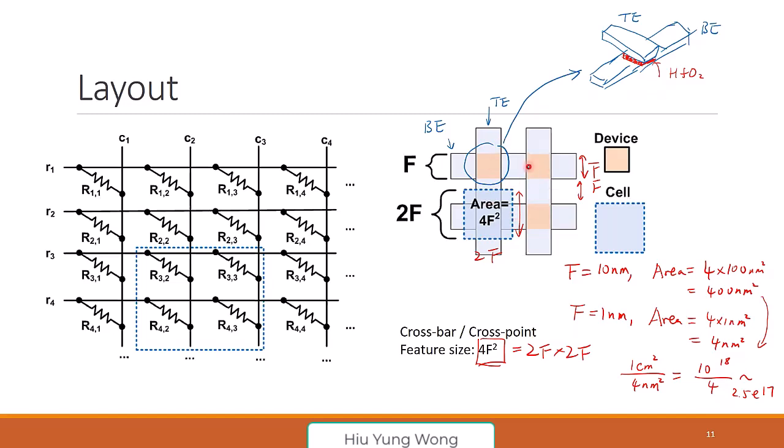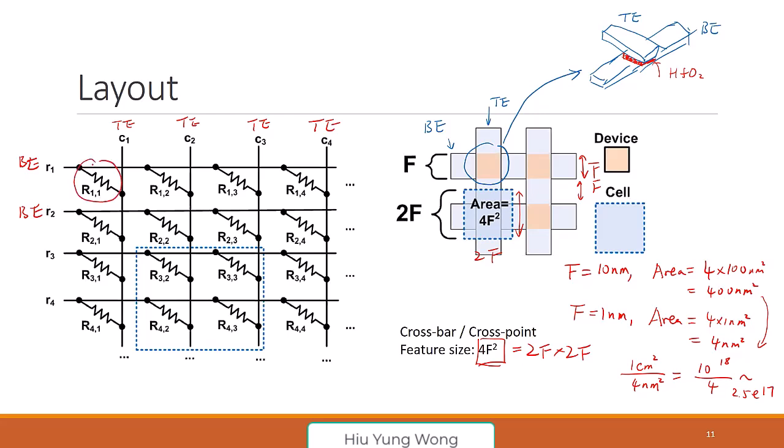So this is cool, but then what does it mean? How are we going to lay out? We lay out in this way, then it means this is the top electrode. If I want to read certain of them, this is the bottom electrode, right? It really doesn't matter how we call it, but you see that we have the resistor here.